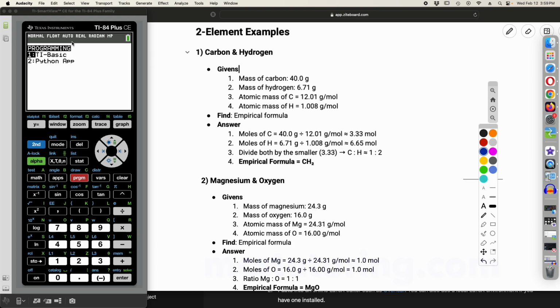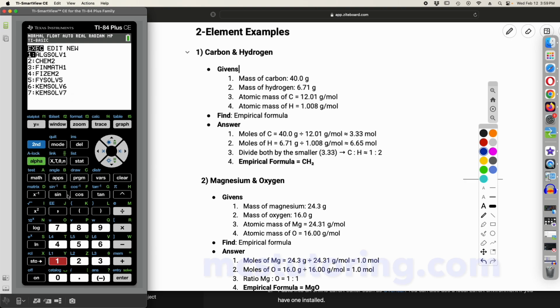So I had a bunch of questions. A lot of people are asking about the TI-84 Python. So look, when you press the program key, it asks me if I want to go TI Basic or Python applications. You can still run this on TI Basic on a Python TI-84 calculator, just so you know.